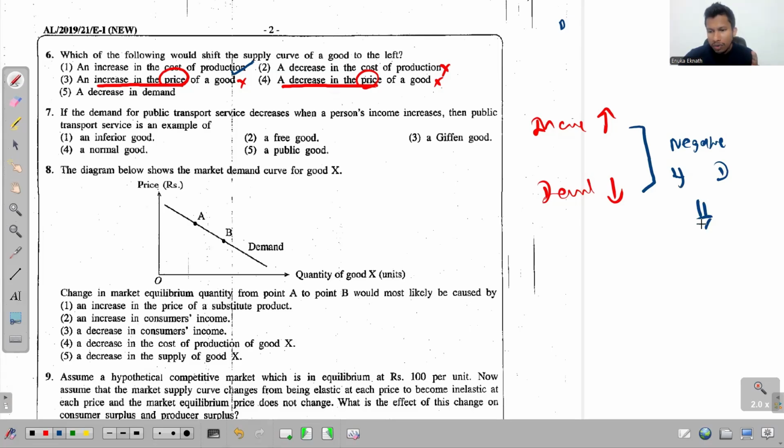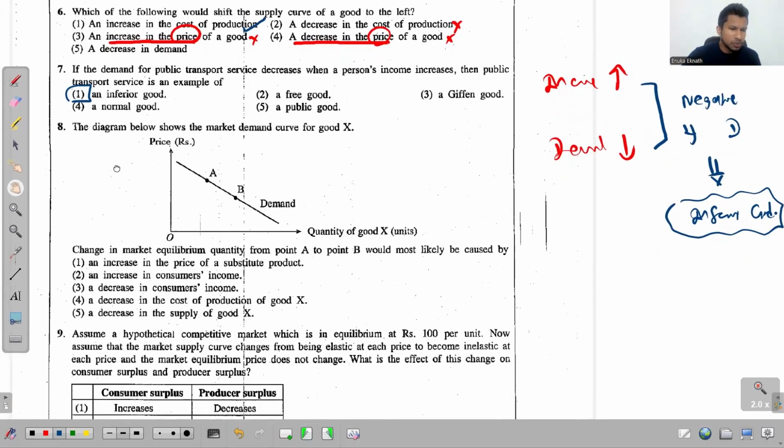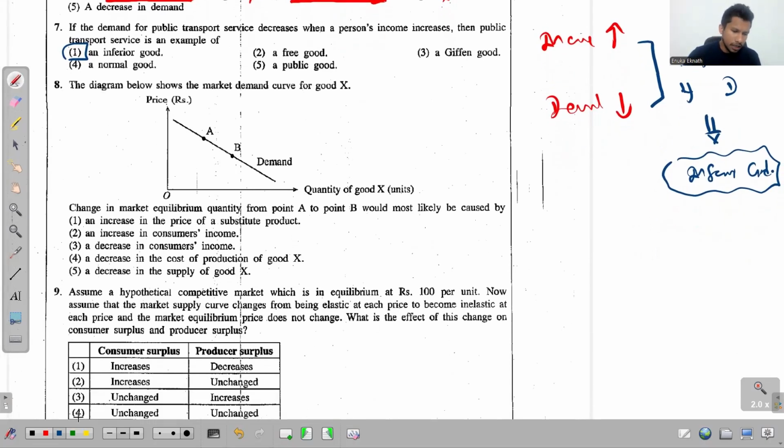If so, how do we label these goods? We label them as inferior goods, right? So the answer is the first one, and that's very easy. So no need to discuss the other options as well. Right, now look at this question 8.